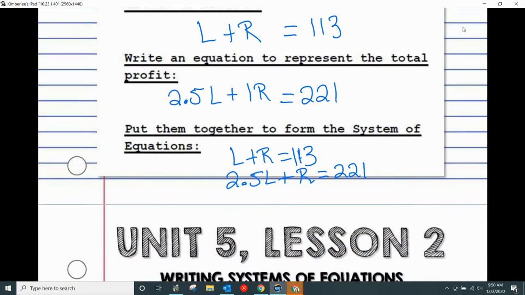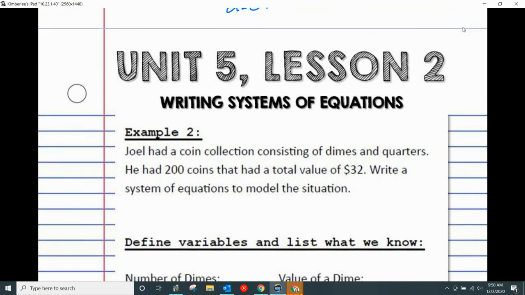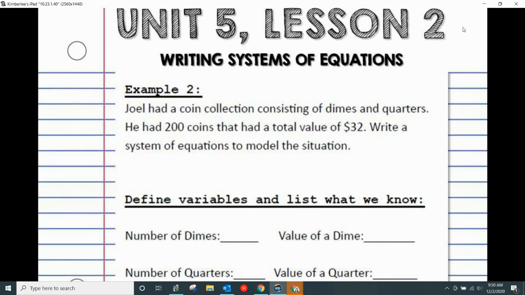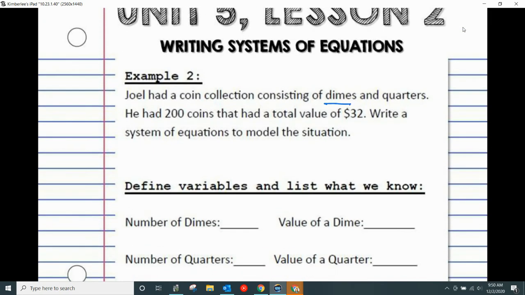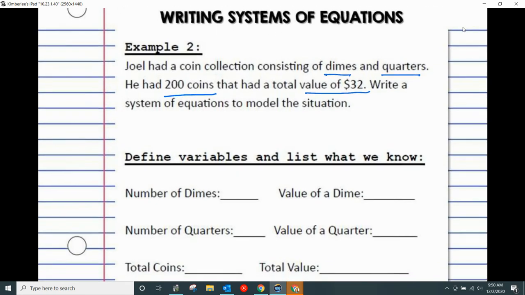Okay, well, let's look at one more example together. So this one says Joe had a coin collection, and in his coin collection, he apparently had some dimes and some quarters. He has 200 coins total. I don't know how many of those are dimes and how many are quarters. And I know he has a total money worth of $32. Write a system of equations to model the situation.